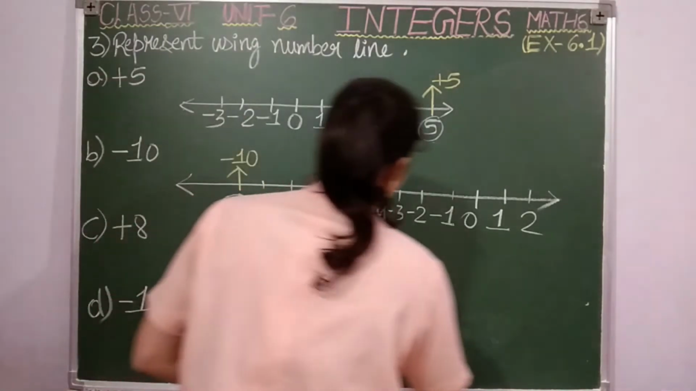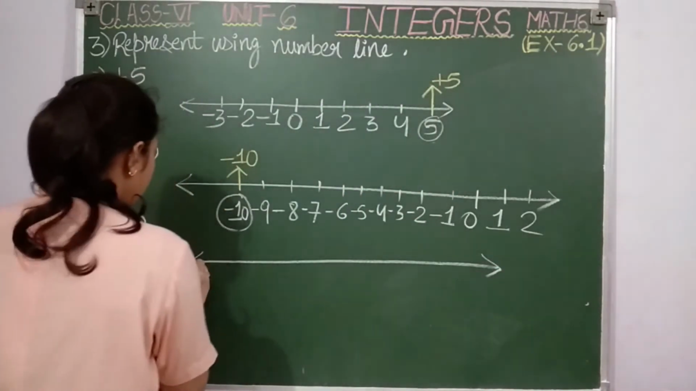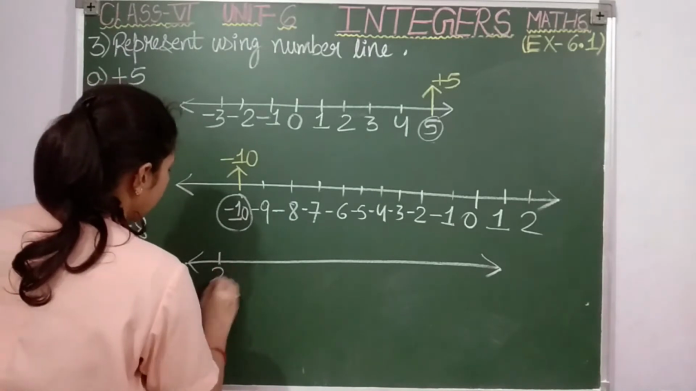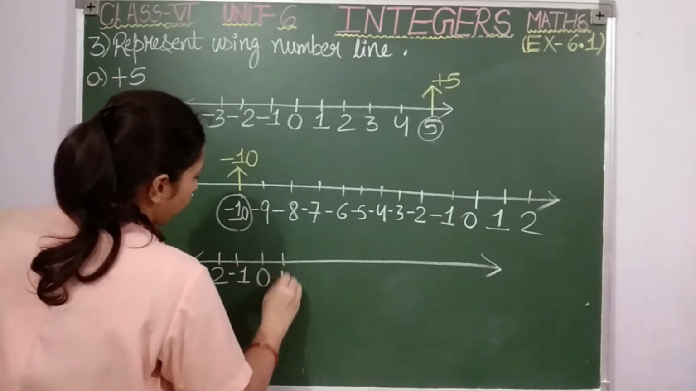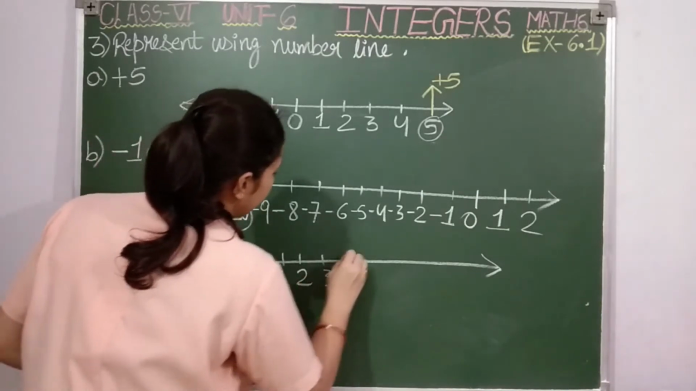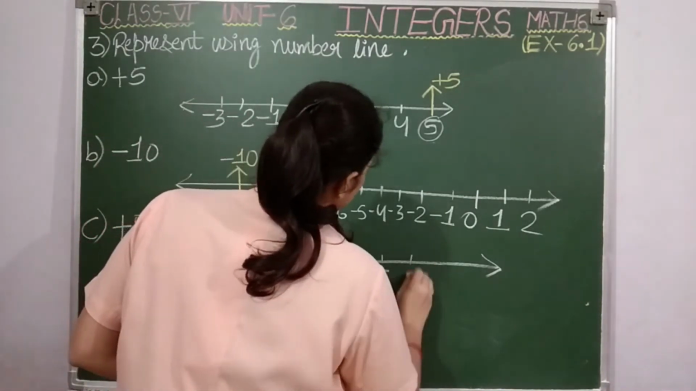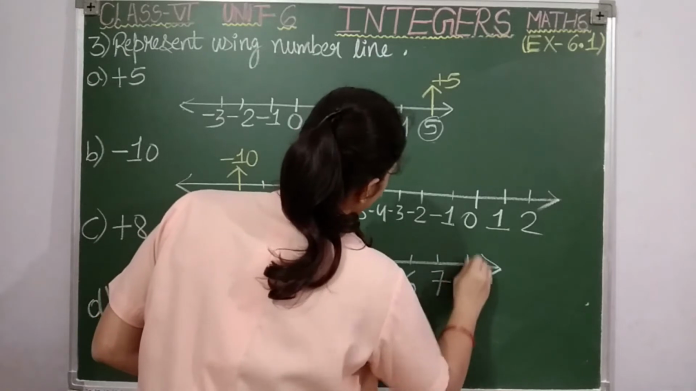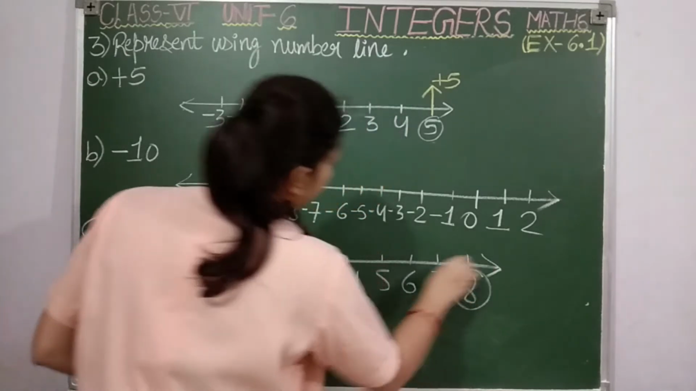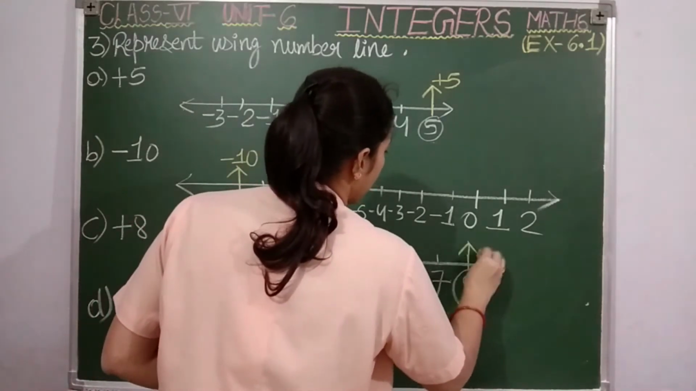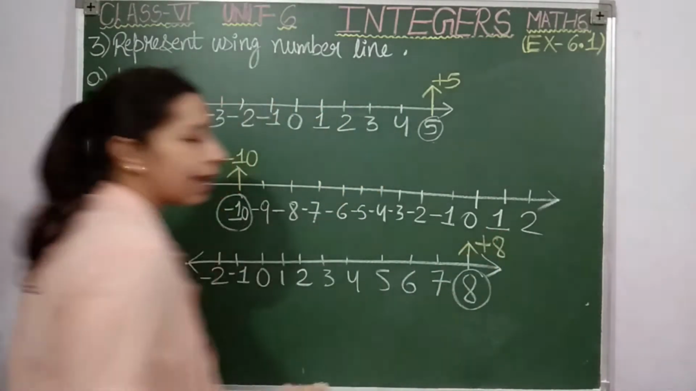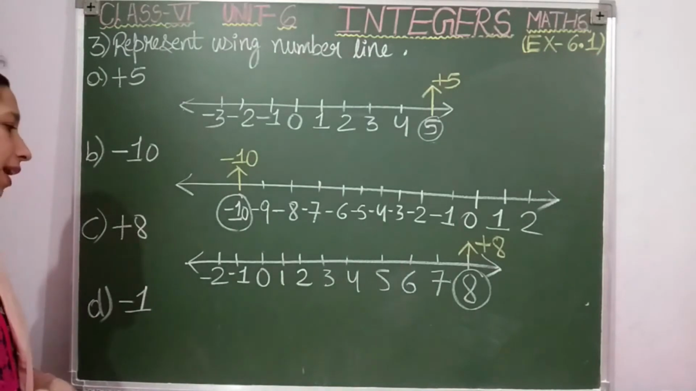Okay, now we have to represent +8. Again draw the number line. Now I want more numbers on the right side. So here I will simply show -2, -1, and then 1, 2, 3, 4, 5, 6, 7, and here I will get +8, students. Like this we represent the number on the number line.